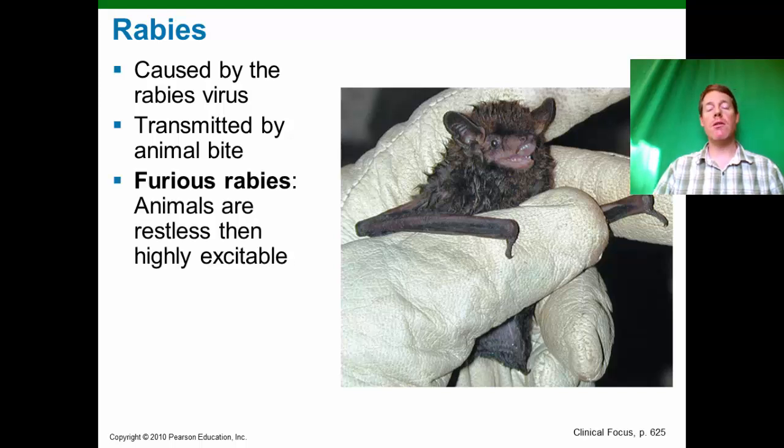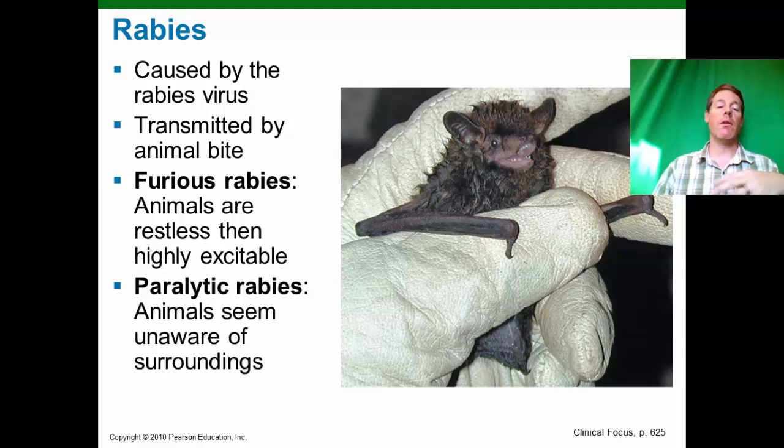One form of rabies is called furious rabies. These animals exhibit symptoms of restlessness and then are highly excitable. This is probably the more famous or stereotypical version of rabies that you might think of. However, perhaps a more common form of rabies is paralytic rabies. In this disease, animals actually seem kind of woozy, unaware of their surroundings. As a result, these animals may seem tame, even more approachable than normal.